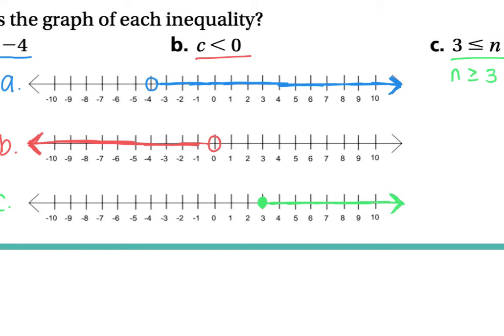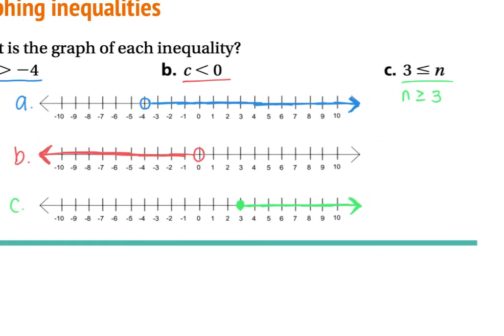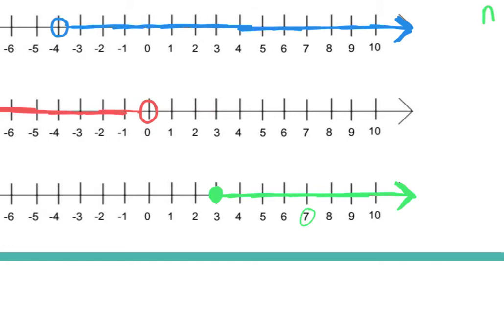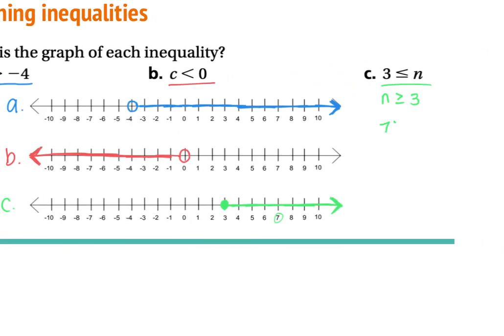And remember, guys, you can always check if you did it the right way. Anything that's shaded, so let's say we see that 7's part of the shaded region. If we plugged in 7, does this make sense? And it does. 7 is greater than 3, so we're good to go.